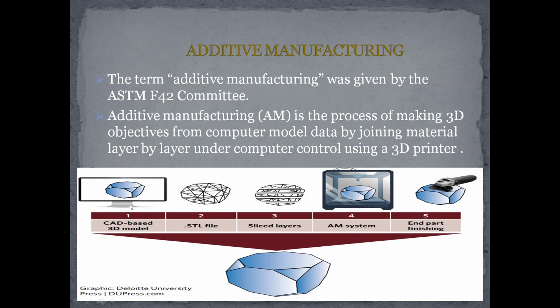First of all, we have to create a CAD-based 3D model. We can create it with any 3D software. This is the CAD-based 3D model. Now we have to slice it. My second process is to convert the 3D model into an STL file. So what is an STL file? STL file means standard triangular language. We will convert the whole object into small triangle shapes.